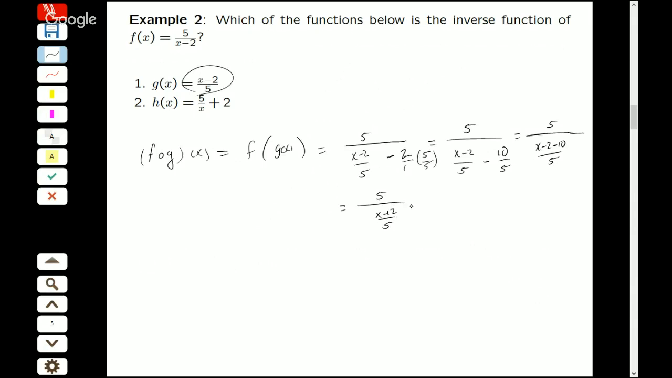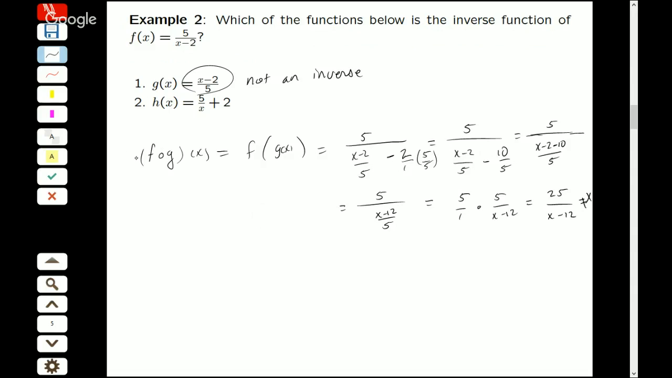Now, I have this fraction in the denominator, so I have to flip it upside down and multiply by it. So multiply straight across the numerator, you get 25. Across the denominator, you get over x minus 12. Is that equal to x? I can't simplify it anymore. Is that equal to x? So this one is not an inverse.